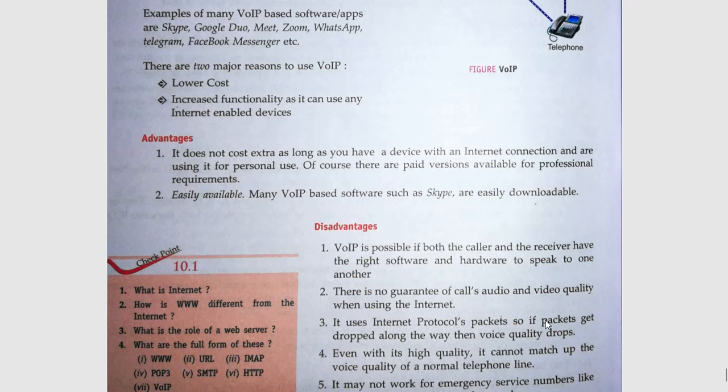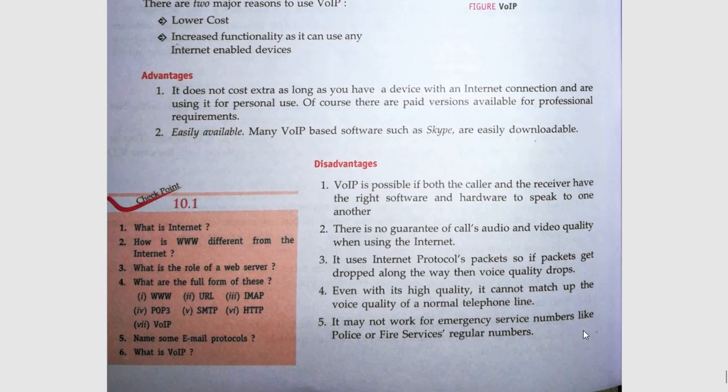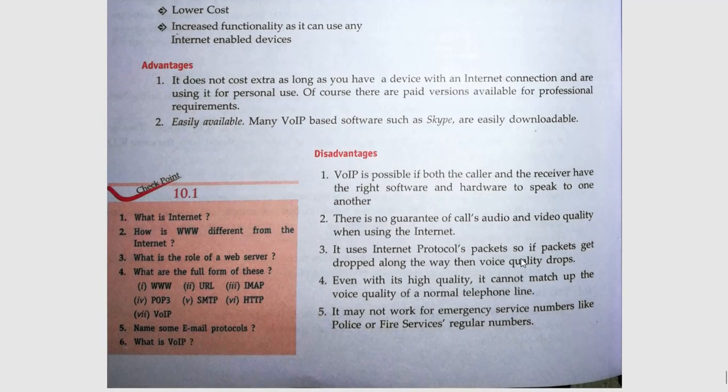It uses internet protocol packets, so if packets get dropped along the way, then voice quality drops. Obviously if all the audio packets are traveling and some packets are lost on the way, in that case you may have poor quality of audio. Even at its high quality, it cannot match the voice quality of a normal telephone line. If VoIP is working at its high quality and the normal telephone line is working at its average quality, still there is no comparison. It is not able to leave it behind. Obviously the normal telephone line has better audio quality.